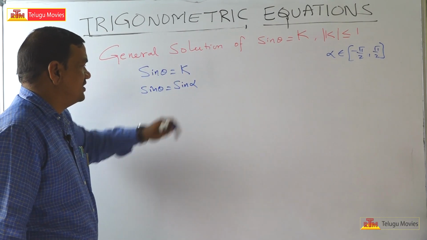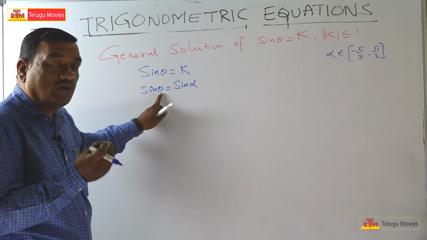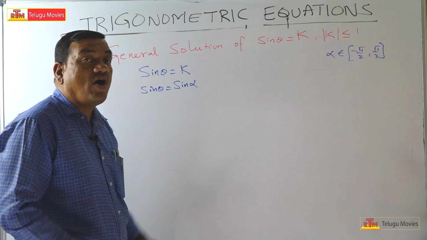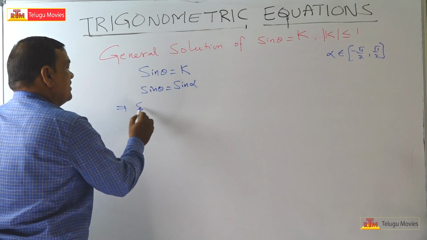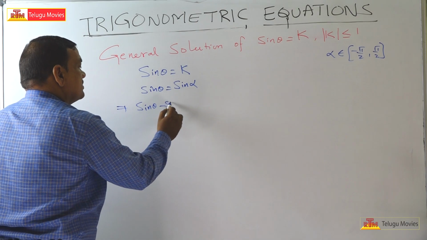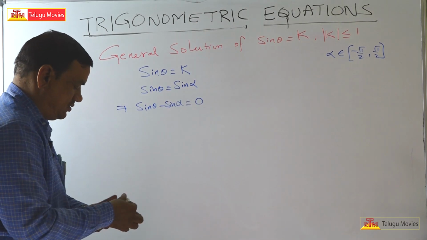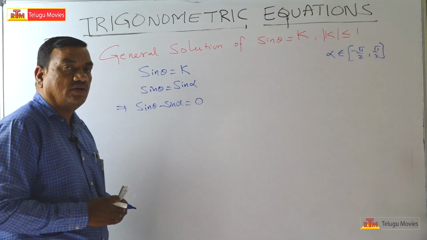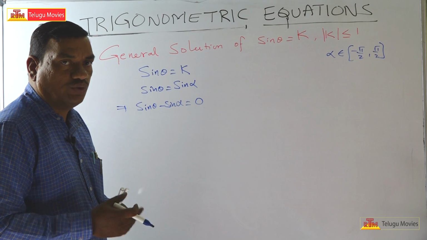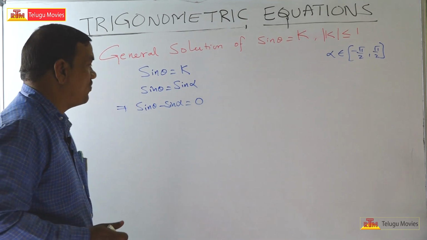Now from this we have to find out the value of theta in terms of alpha. Let us see how to do this. So now I will take this side. So sin theta minus sin alpha is equal to 0. Okay now. Sin C minus sin D. That, two, three classes back, I explained the transformation formula.